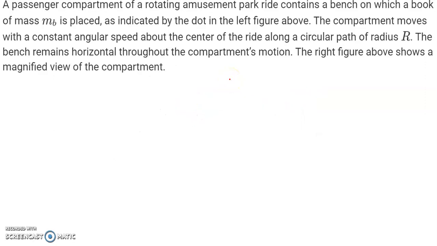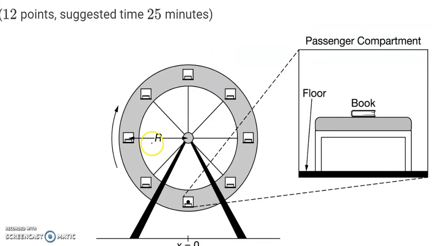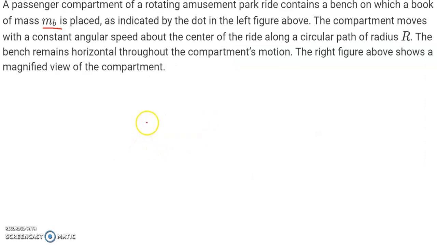Let's take a look. A passenger compartment in a rotating amusement park ride contains a bench on which a book of mass MB, massive book, is placed, as indicated by the dot in the left of the figure. The compartment moves with a constant angular speed about the center of the ride along a circular path of radius r. The bench remains horizontal throughout the compartment's motion.